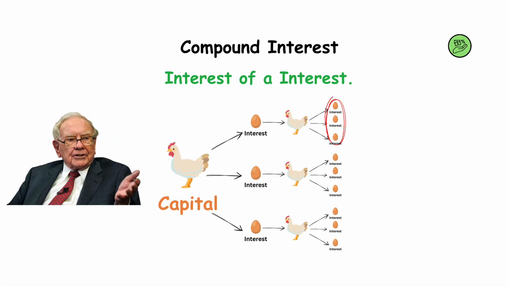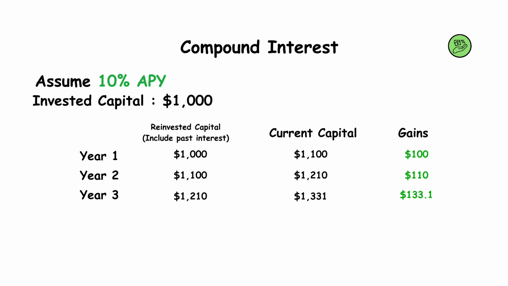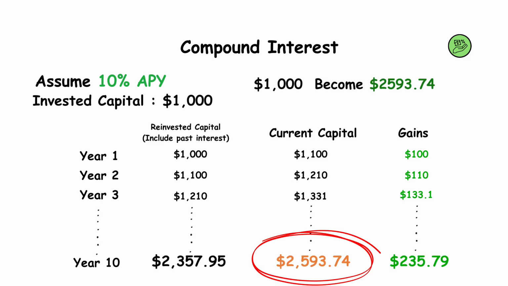Compound interest. Compound interest is earning interest on both money and past interest. For example, $1,000 at 10% becomes $1,100, then $1,210, and so on. Over time, compounding grows wealth much faster than simple interest.